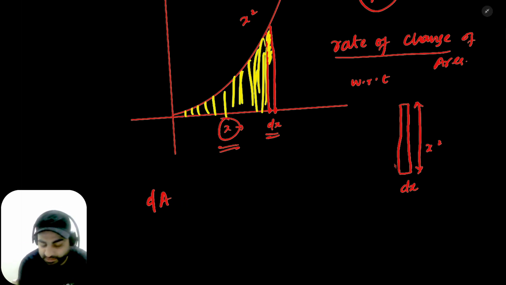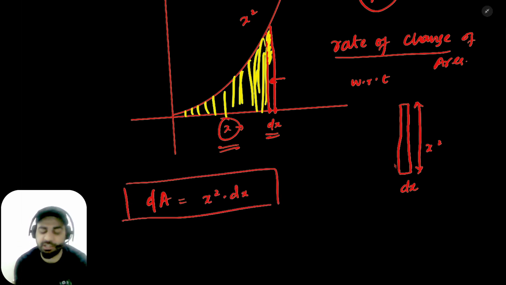So we can write that this change in area will basically be equal to the area of this, that is length multiplied by breadth. We have this dx and the length x square, so this is x square multiplied by dx. This is what will give us the change in area. So if you want to compute the change in area, this is how you'll get it.